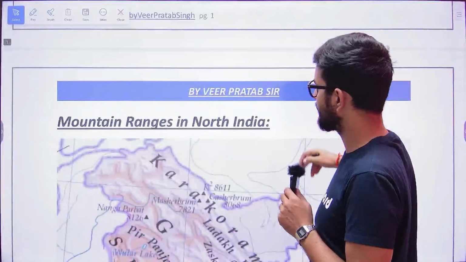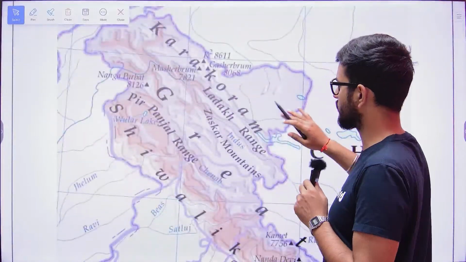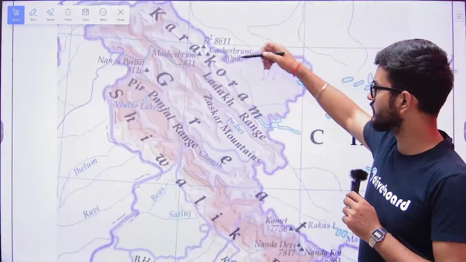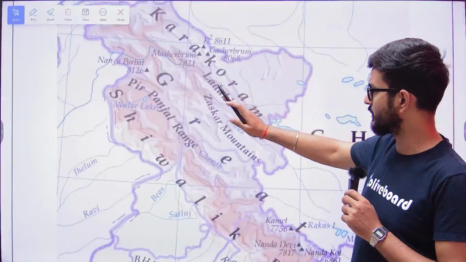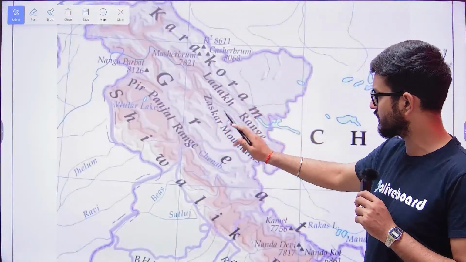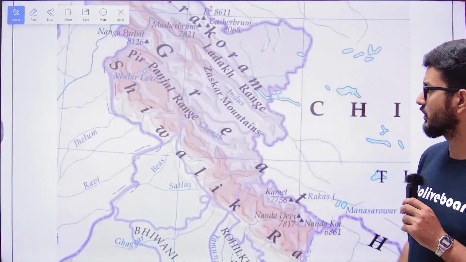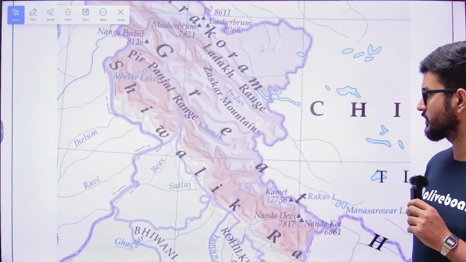Now, when we discuss the Himalayas, just look at this. This is the Himalayas. Initially what did I tell you? That there is the Karakoram ranges. In between Karakoram and Great Himalayas, there is the Ladakh and Zanskar. Then there is the Pir Panjal, and then there is the Shivalik, meaning the lesser Himalayas, then the Shivalik.